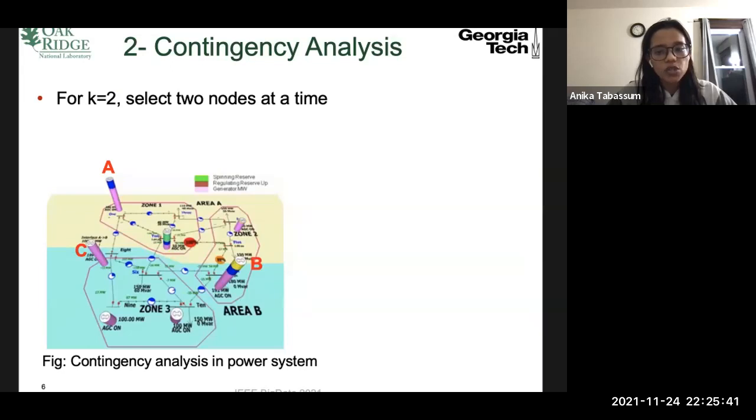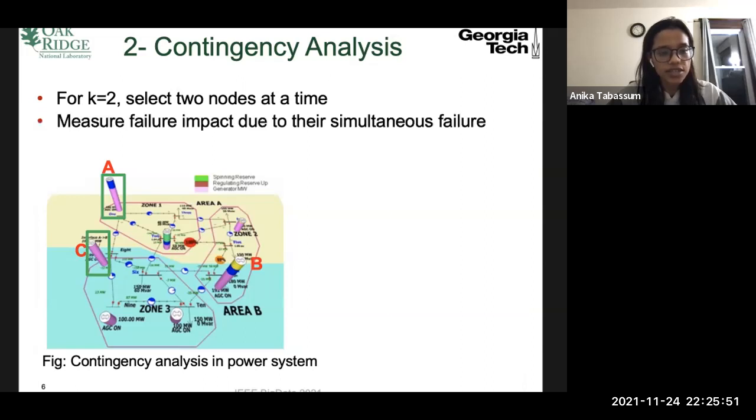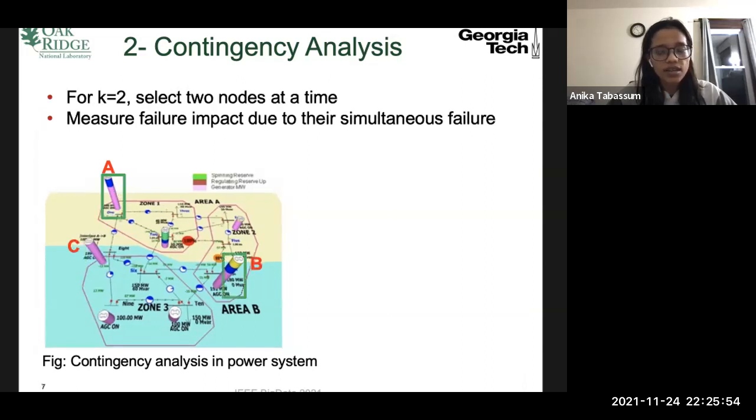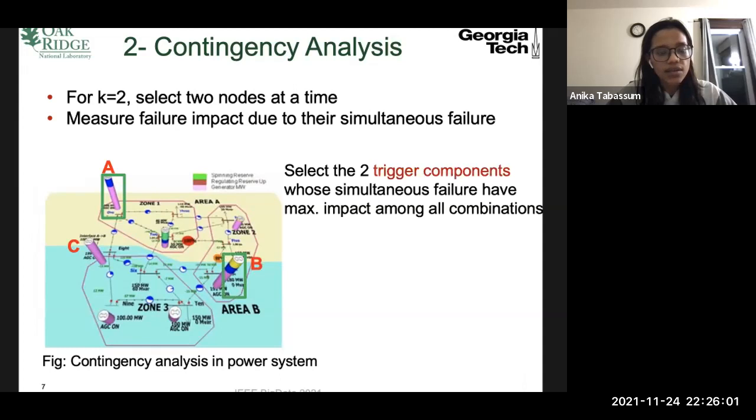Similarly, for two contingency analysis, we need to select every two components at a time. For example, select A and C, then measure the impact due to their simultaneous failure. Then select A and B, and measure the impact of their simultaneous failure. This way we measure AC, BC, and other combinations of two components. The set of trigger components for two contingency analysis is the set whose simultaneous failure has maximum impact on the system.